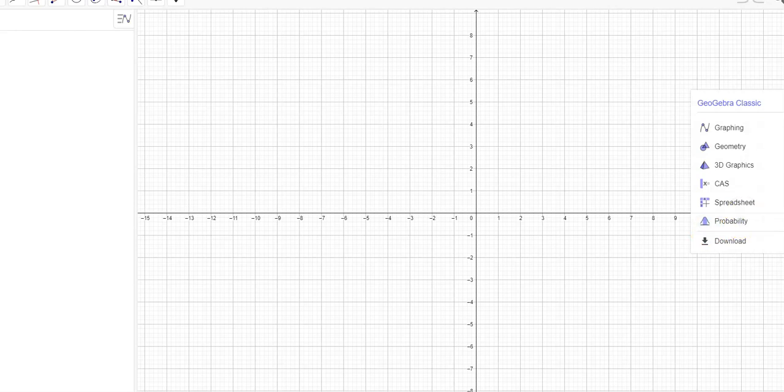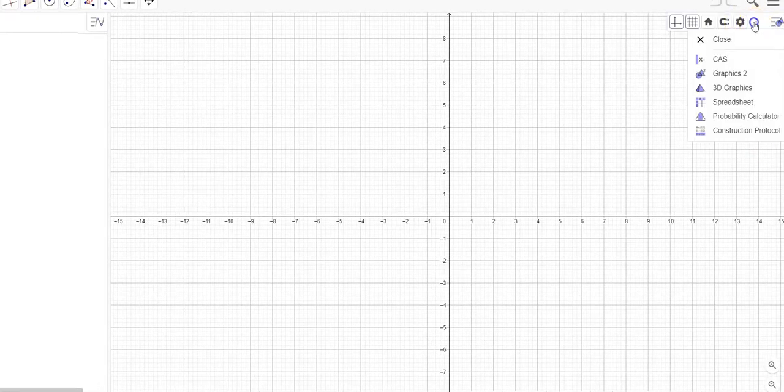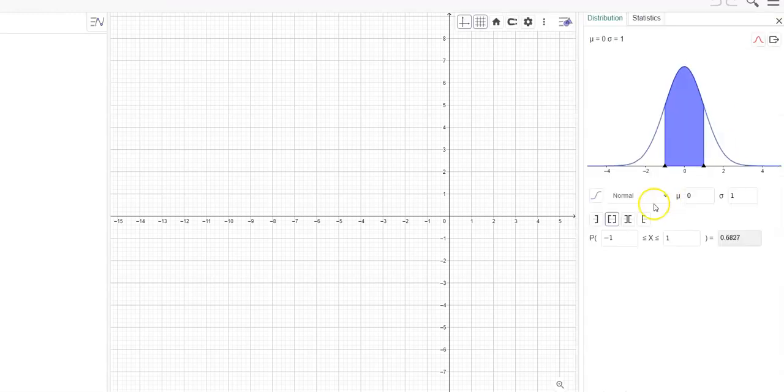And if you don't see that, you can click on the drop-down menus over here where it gives you choices for things like your probability calculator, your spreadsheet. But anyway, go to that probability calculator, and then instead of distribution, you're going to click on statistic.